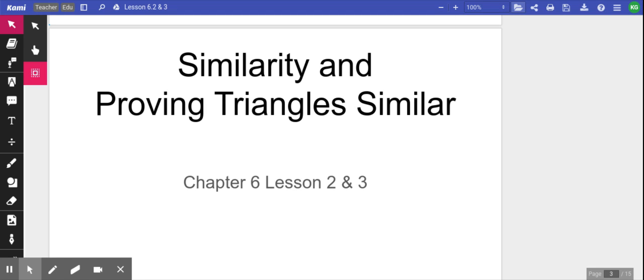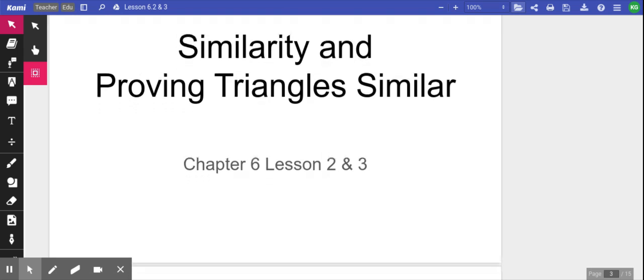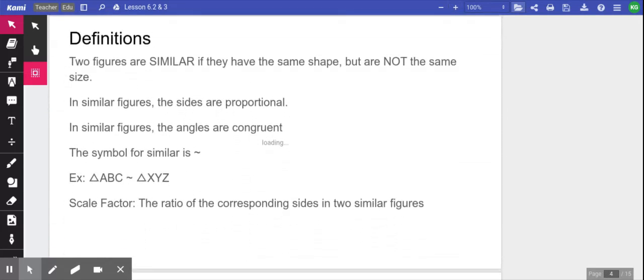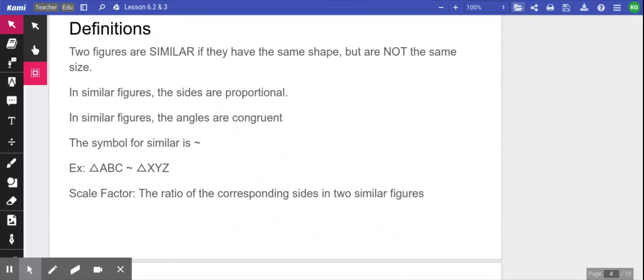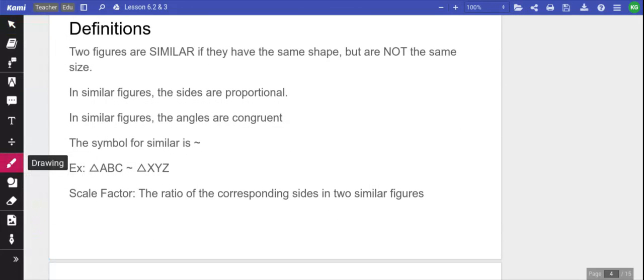Okay, so we're going to do chapter 6, lesson 2 and 3 together today. So we're going to do similarity for chapter 6, lesson 2 and proving triangles similar for lesson 3. Go ahead and pause here and take these notes.